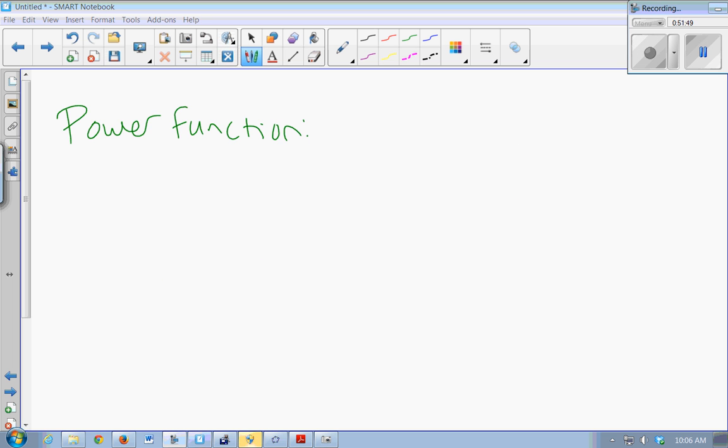A power function looks like this: a constant times x to a power. Okay. And nothing else, right? It has to have this form: a constant times x to another constant. So if there's any other term, you're done. It's not a power function.